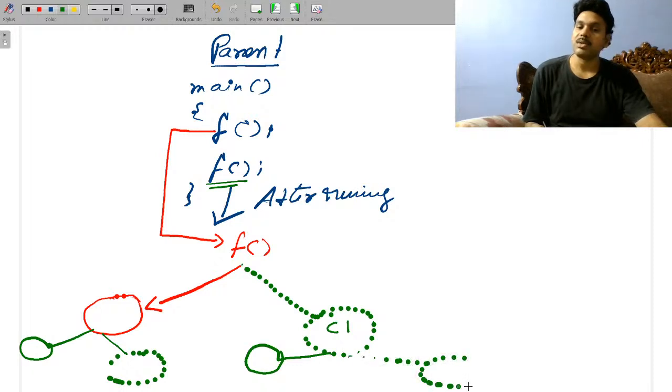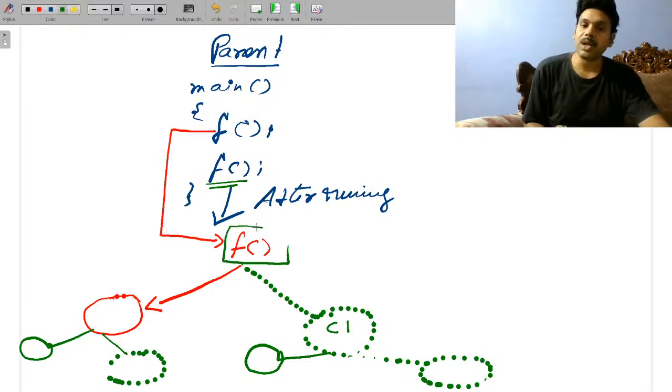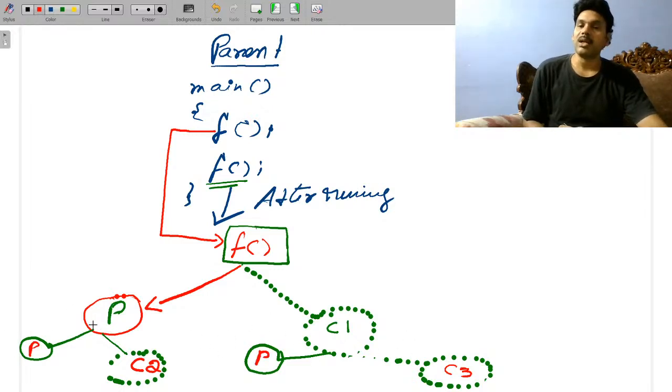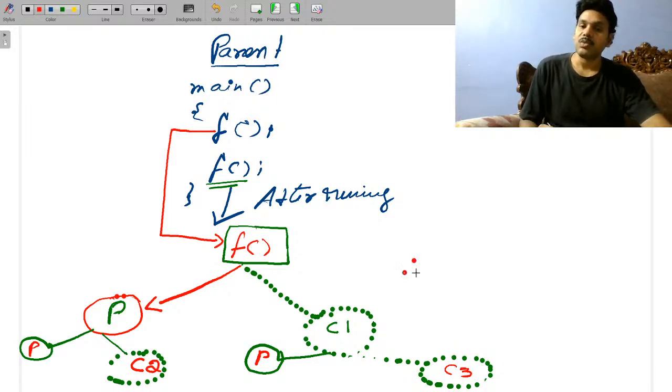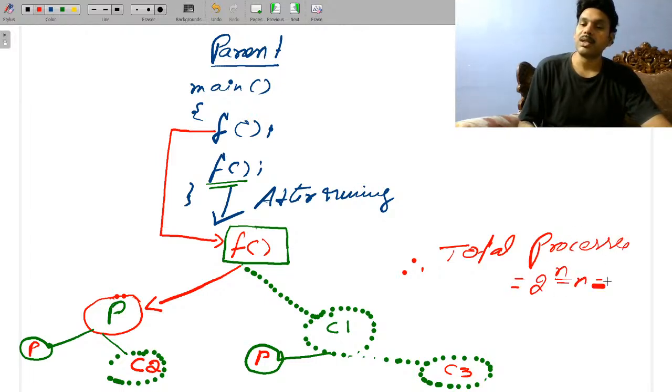Another child process. Now you observe, this is your main parent program, which is running concurrently. The other three processes are your child processes. This is child 2 and this is your child 3. This is your parent and this is your parent. You understand that the parent is running in parallel and the child is running in parallel onto another process. So we can understand that the total processes are 2 power n, where n is the number of forks.